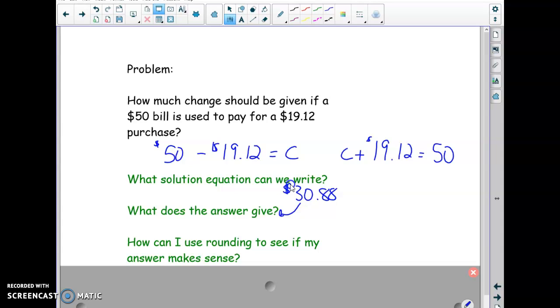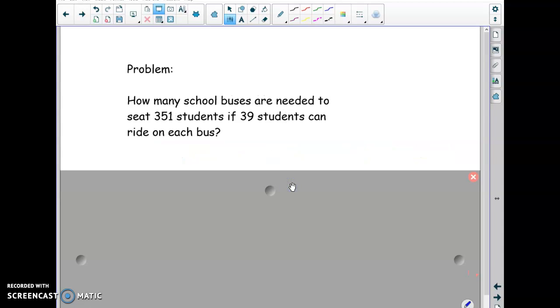All right, so next step, how can I use rounding to see if my answer makes sense? Well, most of us would just leave the $50 alone. That's a nice even amount. And then the $19.12, most of us would round that to $20. Subtract, and you get $30. Our original answer was $30.88, so we're doing great. We're pretty close. Let's try a different kind of problem.